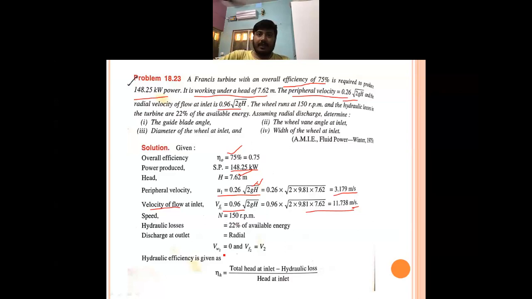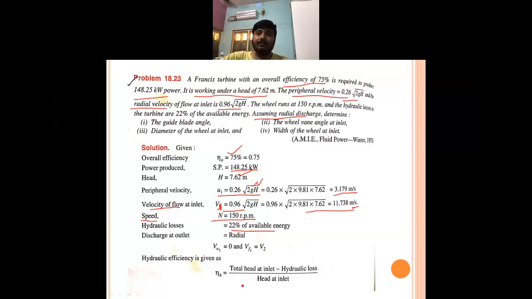Okay, next what is given? Next the speed is given, the speed is 150 rpm. The radial velocity is given, the radial velocity is vf1. So we have got the value. Hydraulic losses is 22% of the available energy. Now it is given, assuming the radial discharge.